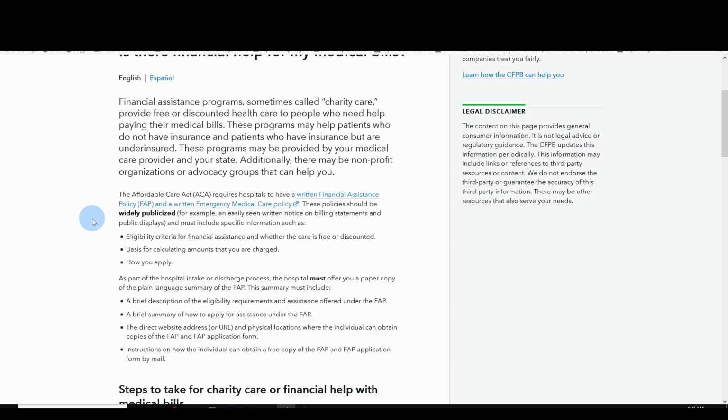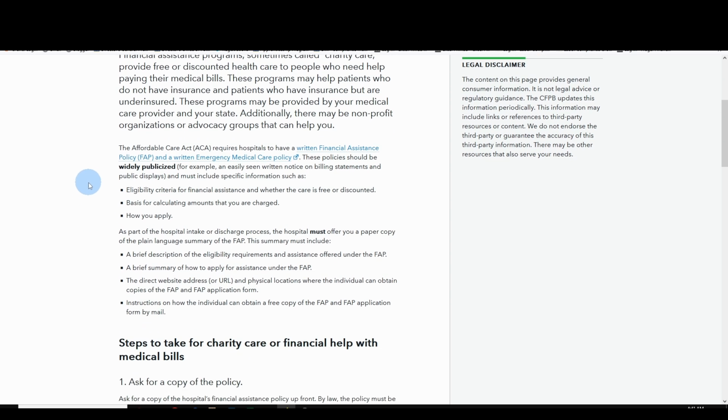The Affordable Care Act requires hospitals to have a written financial assistance policy and a written emergency medical care policy. Policies should be widely publicized, for example, an easily seen written notice on billing statements and public displays. It must include specific information such as eligibility criteria for financial assistance and whether the care is free or discounted, and the basis for calculating the amount that you are charged.